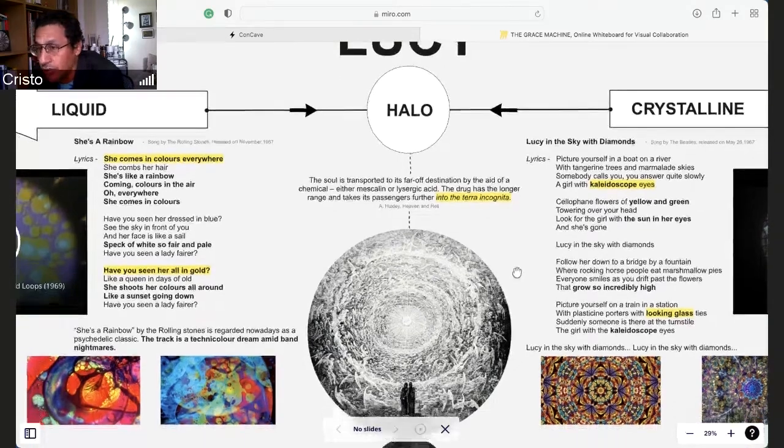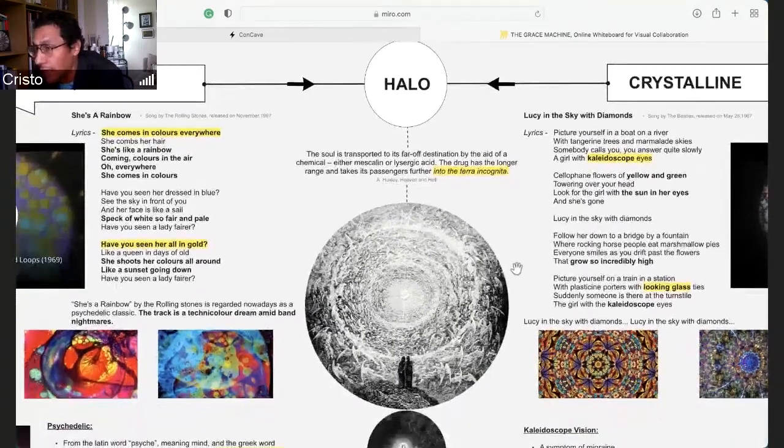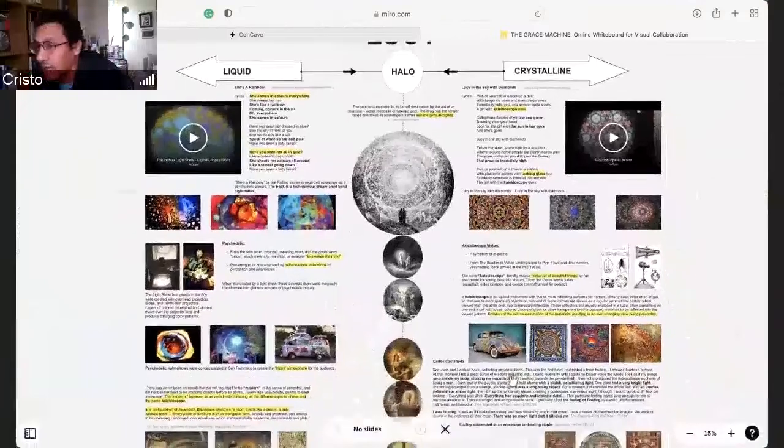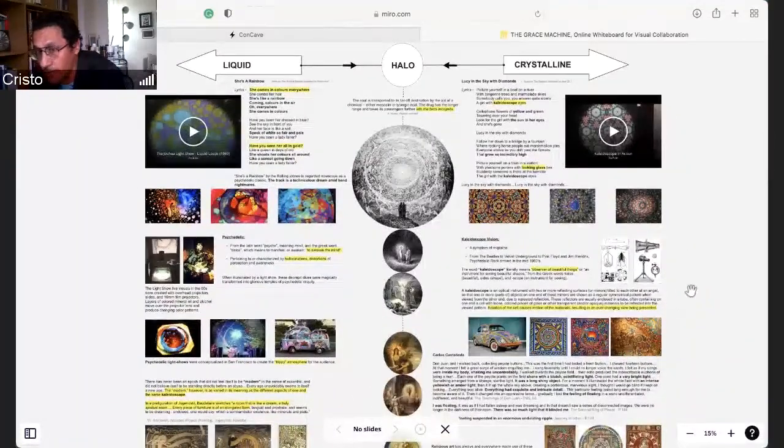Where we will see the appearance of halos. We zoom out a bit. Can we zoom out? Yeah, thank you. And a crystalline and a liquid side, that is a hard and soft side. So let's start with a quote from Aldous Huxley from Heaven and Hell. He says, the soul is transported to its far-off destination by the aid of chemical, either mescaline or lysergic acid, taking its passengers further into the terra incognita.